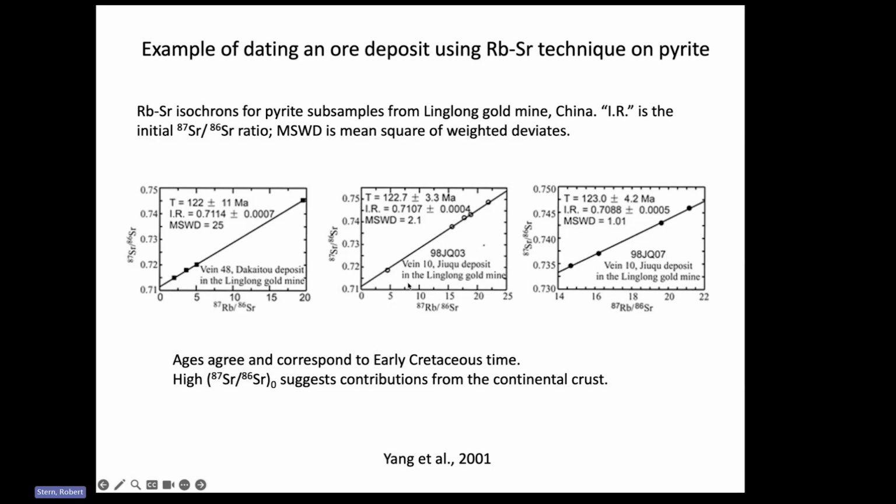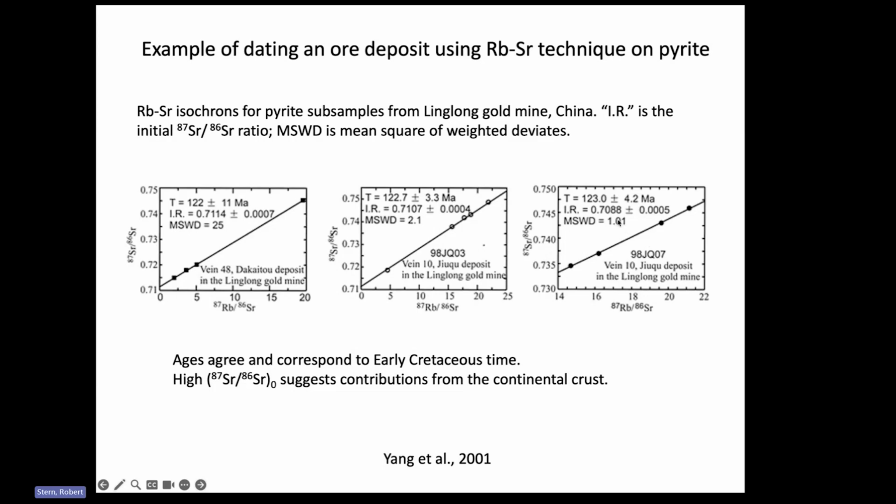Okay. So here's another one. This is a different vein from a different ore deposit. And these 5 points define basically the same age, but with a better MSWD and initial ratio, right? So this pyrite mineralization seems to have occurred about 123 million years ago. And there's a third one with an even lower MSWD.